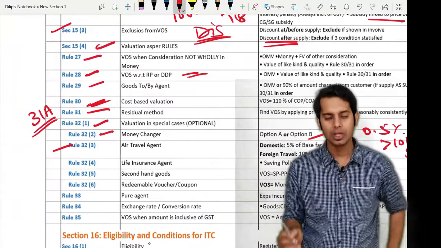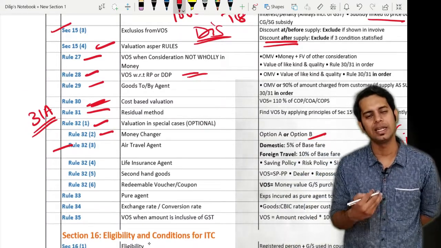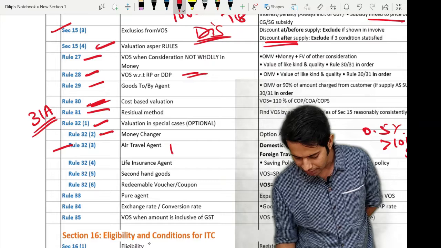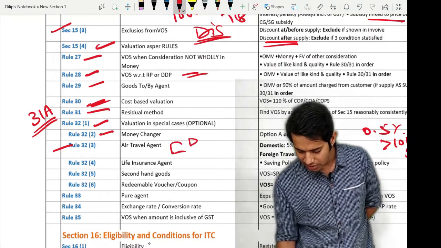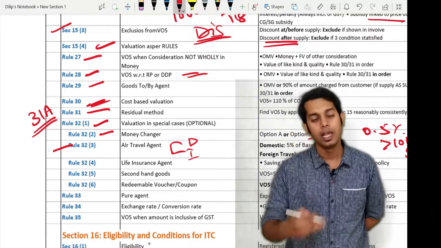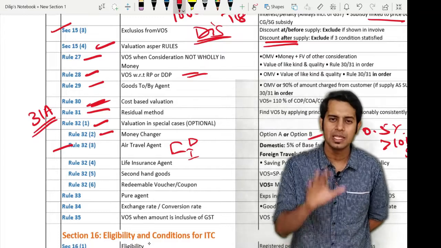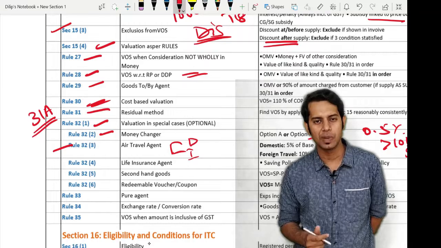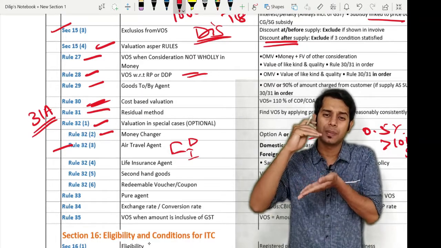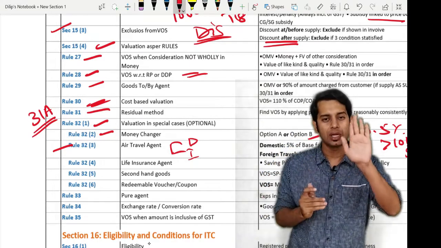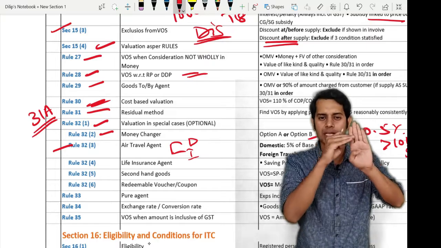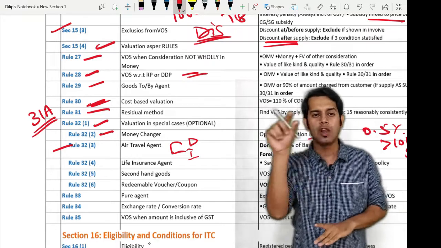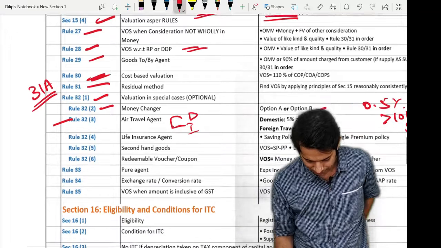Then rule number 32 sub rule 3 talks about air travel agent. In case of an air travel agent, value of supply, two arrow marks: domestic travel or international travel. If it is domestic travel, value of supply is 5% of base fare, and if it is international travel, 10% of base fare. Please note that the value of supply is to be computed on base fare. The ticket price includes different items also, like base fare, surcharge, taxes, etc. Value of supply should be computed only on base fare.